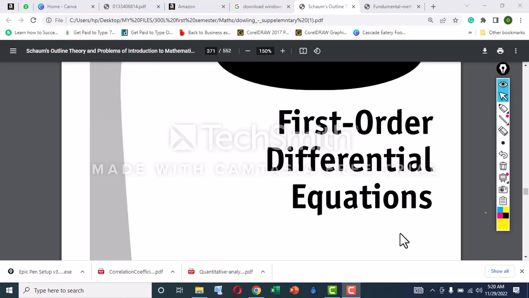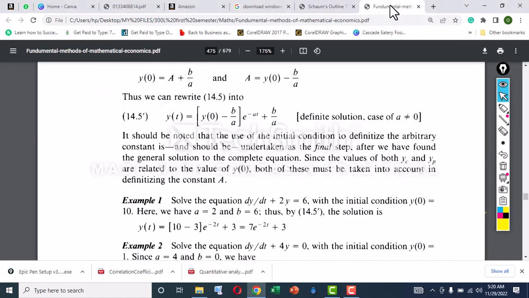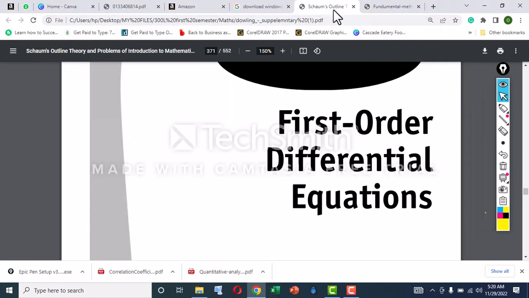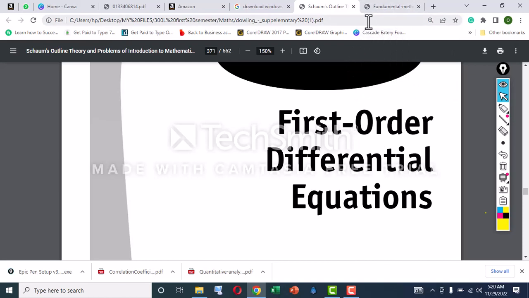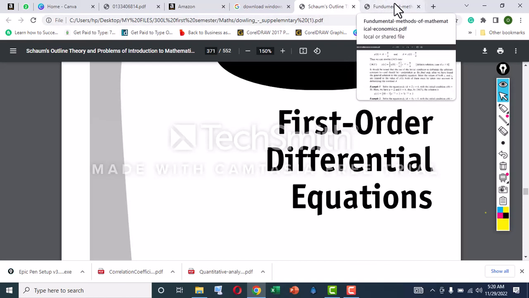The two materials I'm using here are Schaum's, this is Schaum's, and also Alpha Chiang, Fundamental Methods of Mathematical Economics, something like that. So this is Alpha Chiang, this is Schaum's. Both of them are currently on differential equations. Under differential equations, we have the first order differential equation and the second order differential equation. Under difference equations also, we have the first and second order difference equation.